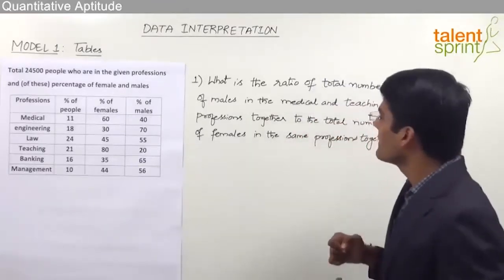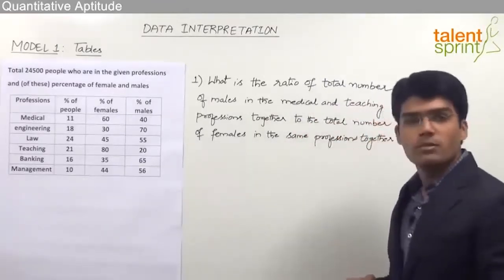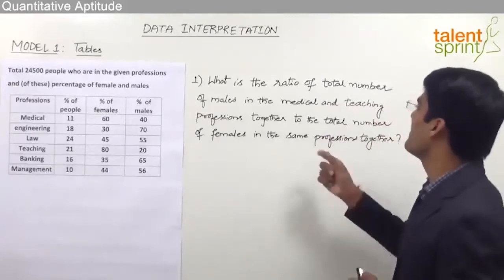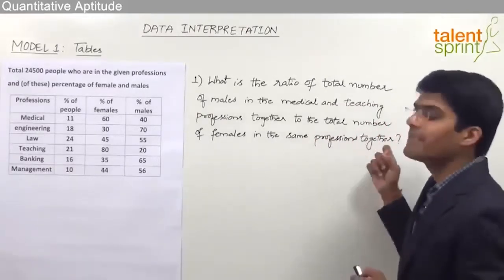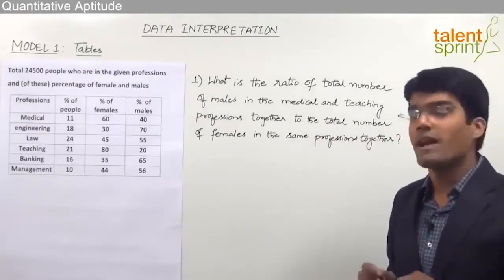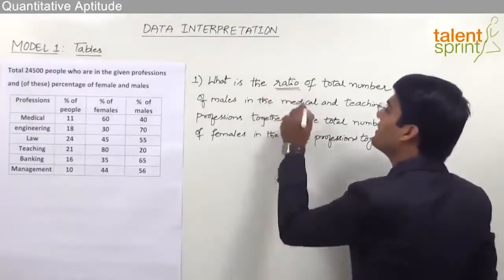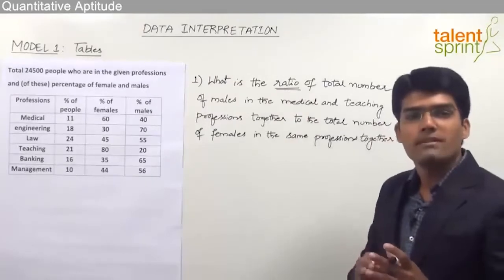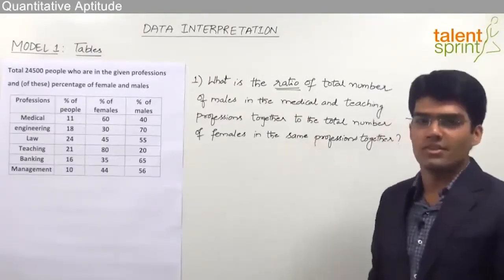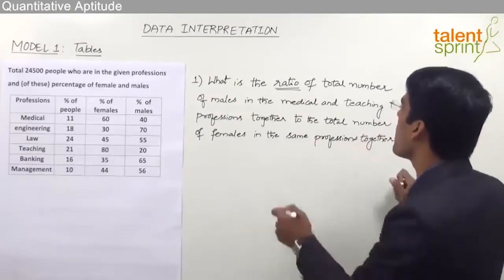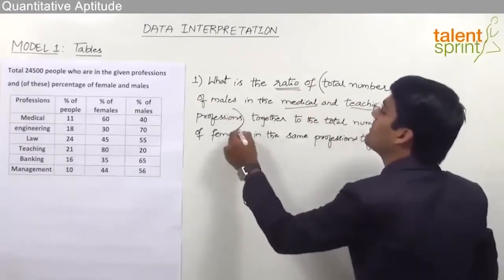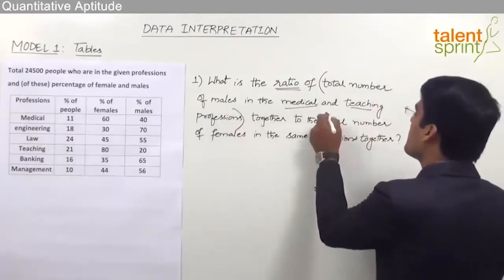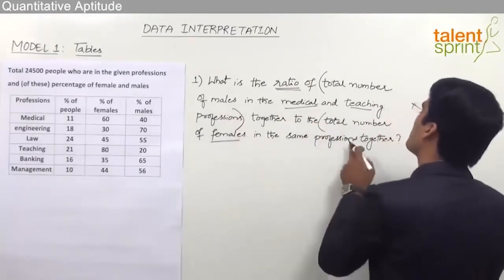The first question here is, what is the ratio of the total number of males in medical and teaching professions together to the total number of females in the same professions together? So here we have to find out a ratio. As I mentioned, one of the important topics when it comes to data interpretation is ratio. So we need to find out the ratio of the total number of males in medical and teaching professions together to the total number of females in the same professions together.